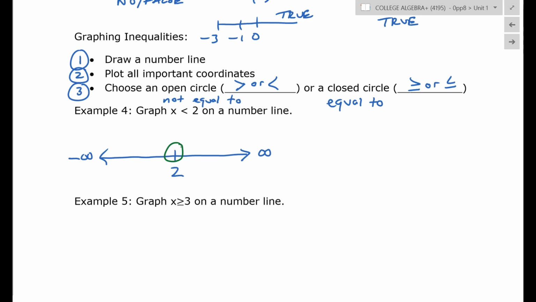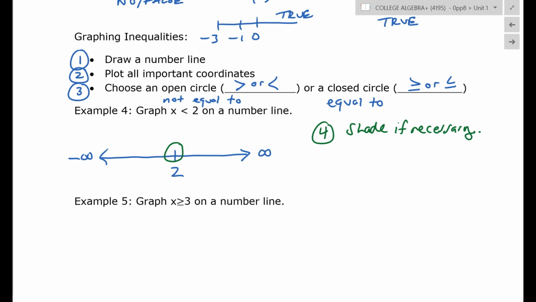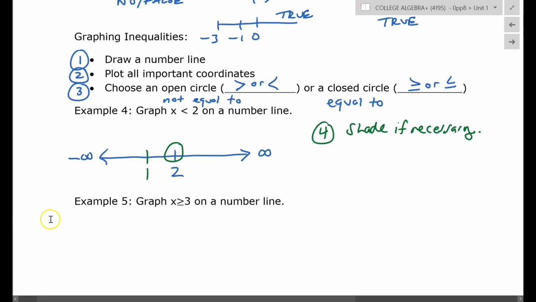And then the last thing I need to do, and I'm going to add this to our list here, guys, choose an open circle, and then step 4 is going to be to shade if necessary. What do I mean by shade? Well, are there answers that can fit within this inequality? Is there a number that's less than 2? Give me it. Okay. So I'm going to put 1 here. You guys all agree that 1 is definitely less than 2. So I'm going to shade this direction.